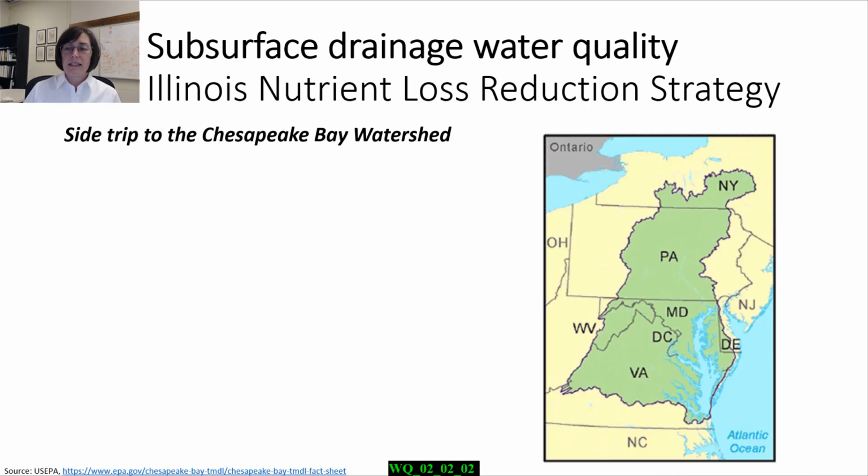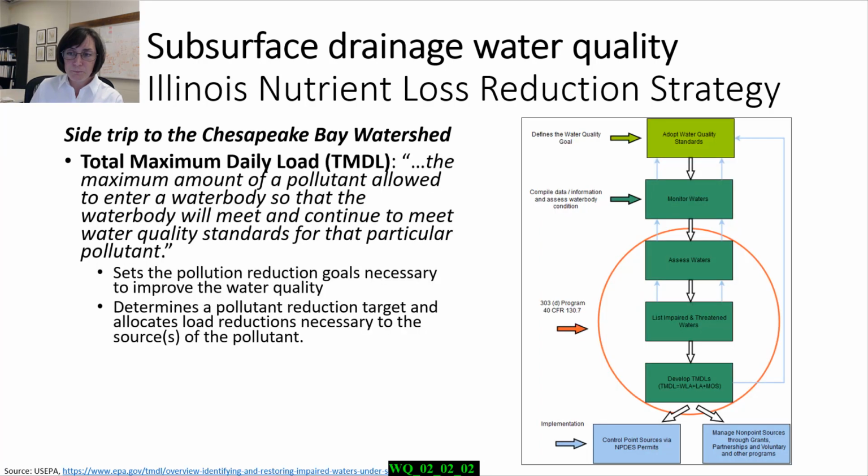To wrap up, I do want to take a side trip to the Chesapeake Bay watershed to provide contrast to the approach taken by the US EPA here in the Midwest with the state strategies. In late 2010, the US EPA established a TMDL for the entire Chesapeake Bay watershed. This was prompted by about 25 years of not seeing a lot of progress in cleaning up the water in the Chesapeake Bay region. A TMDL is a total maximum daily load.